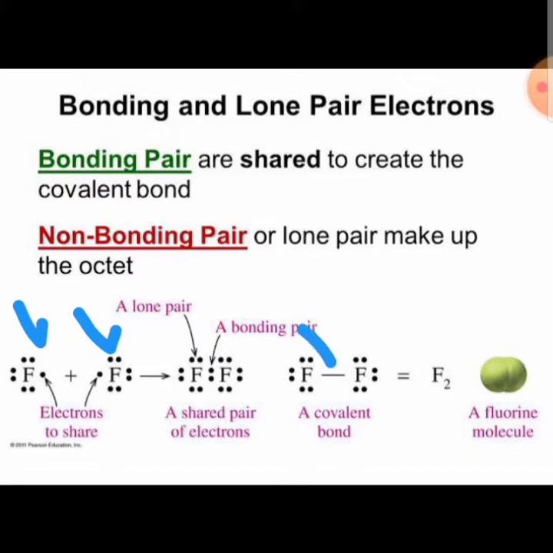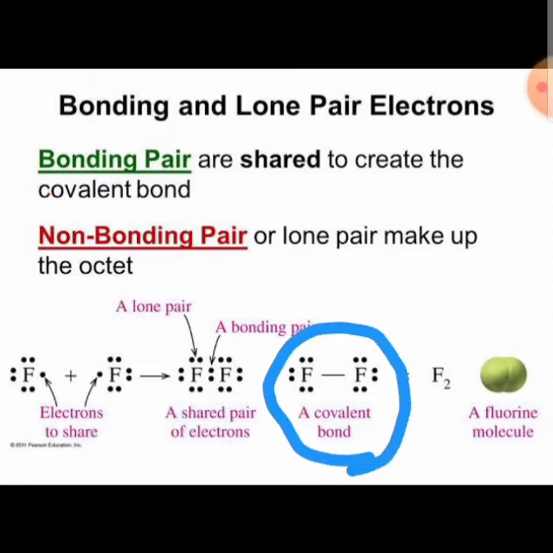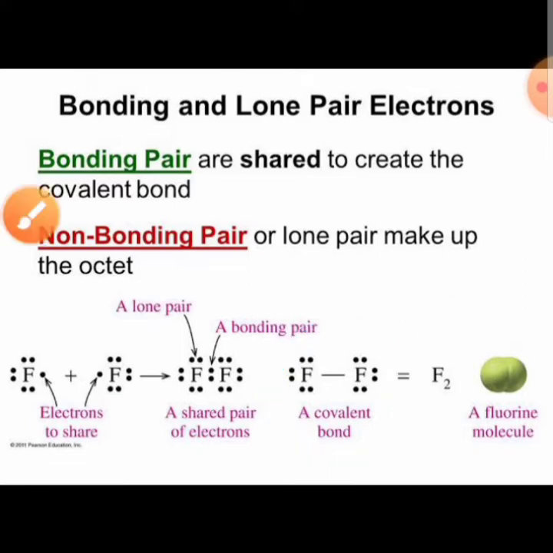and that bond is considered a covalent bond, and that covalent bond contains a bonding pair of electrons. A covalent bond is made up of two electrons, one electron from each combining atom. Here the atom is fluorine. So in the fluorine molecule, F2, on each fluorine you can find lone pairs of electrons: 1, 2 and 3. These are the three lone pairs of electrons, and there is one bond pair.